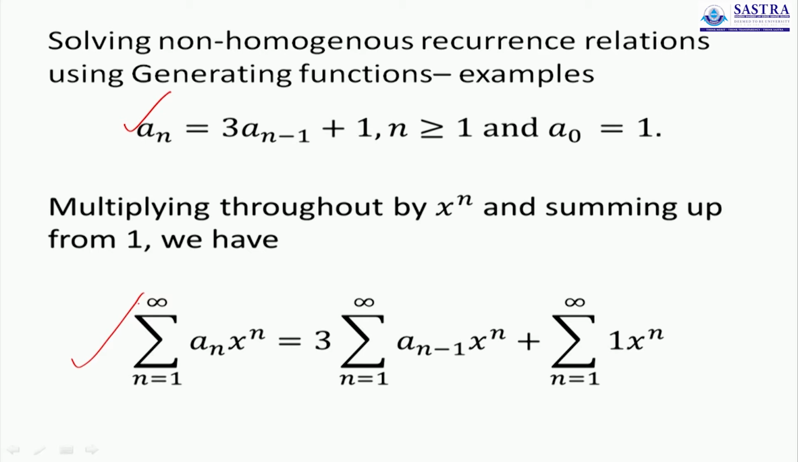Now look at the one on the left. You're starting from a_n x^n, where n starts from 1. So you'll start with a_1 x^1, a_2 x^2, so on and so forth. The starting term is a_1. But the one on the right, if I start with n equal to 1, then I'll have a_(1-1) over here, and a_(1-1) is supposed to give me a_0. So I'll have a_0 and x^1 as the first term in the summation.